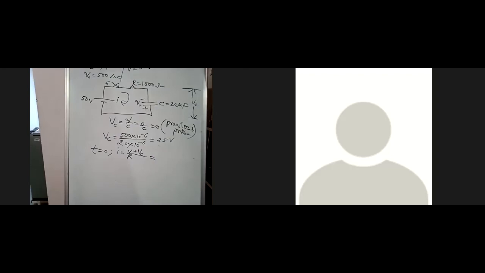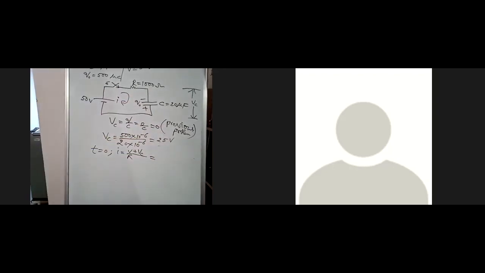Minus plus plus. Okay. Because your current is flowing from minus to plus. Minus to plus is plus V. Here also from minus to plus. Minus to plus means plus V. Since your current is flowing from minus to plus, we are taking V plus Vc. It is not V minus Vc. So if current flows from minus to plus, you will take plus.